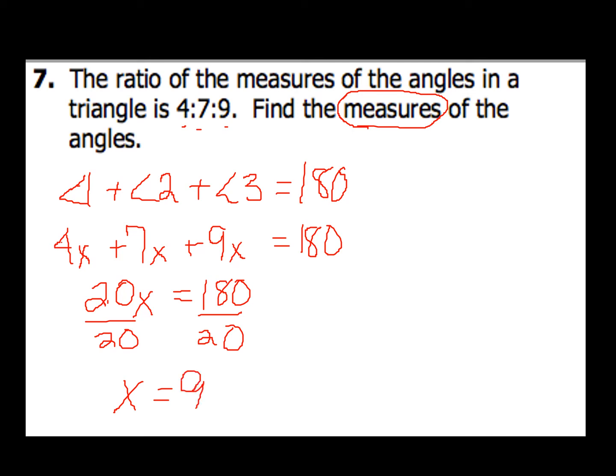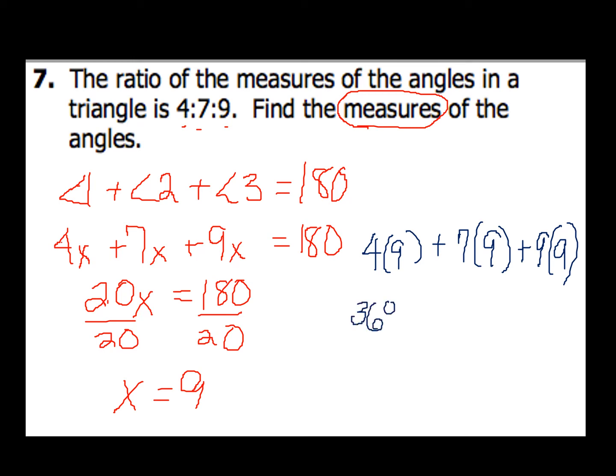We're not done because it wants the measures of all the angles. So what we're going to do is we're going to plug it in. 4 times 9 plus 7 times 9 plus 9 times 9. So this is 36 degrees, 63 degrees, and 81 degrees. Find the measures of the angles, and we found all 3 angles.